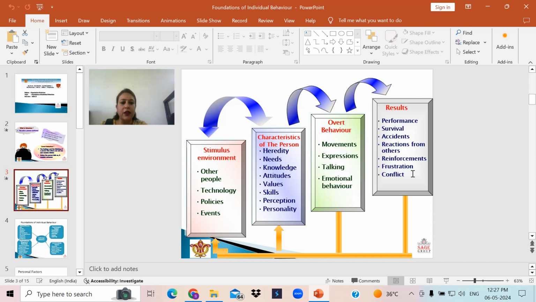If they are positive in nature, they show good performance. If they are showing negative behavior, they show bad performance. They cannot survive, accidents can happen. They normally react in front of others. They get frustrated easily. They create conflicts with the people working in the organization.